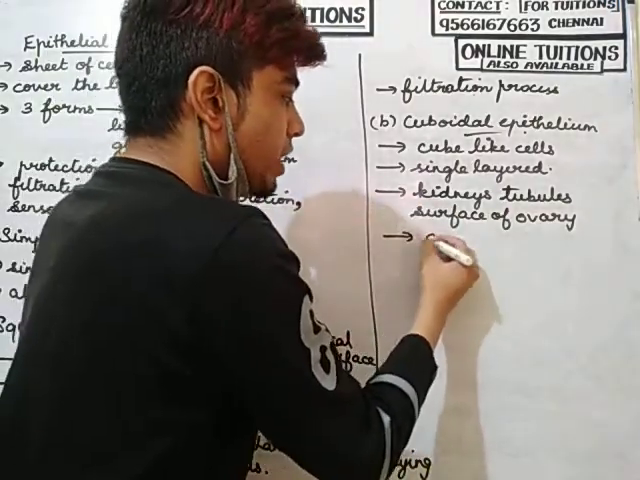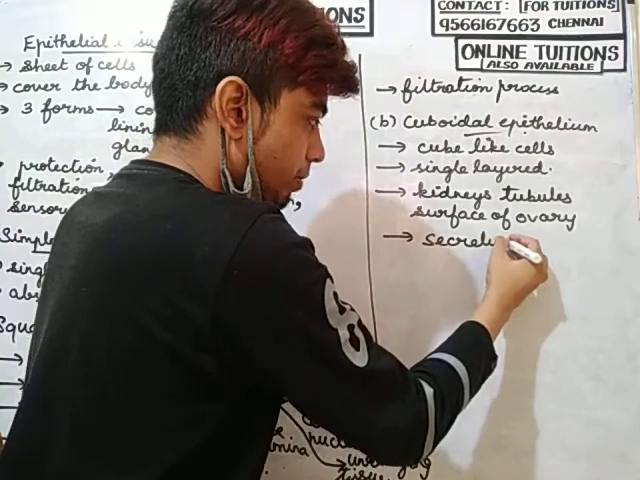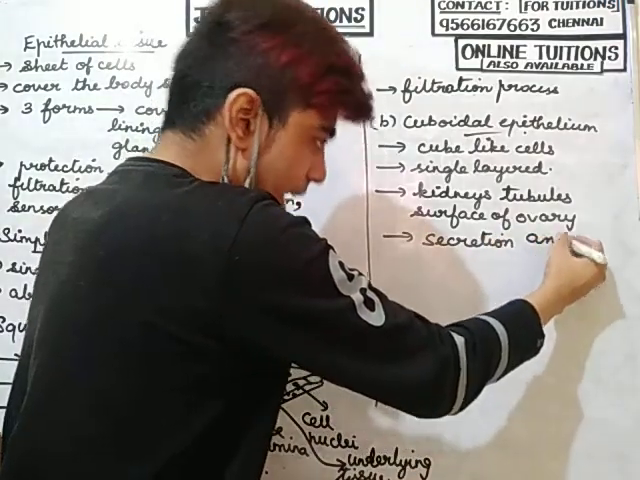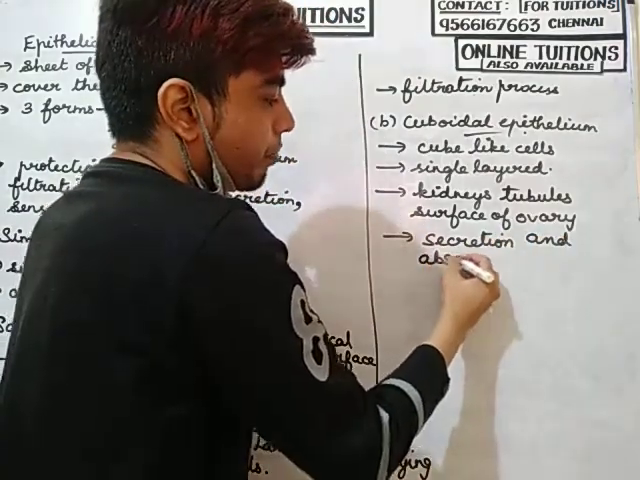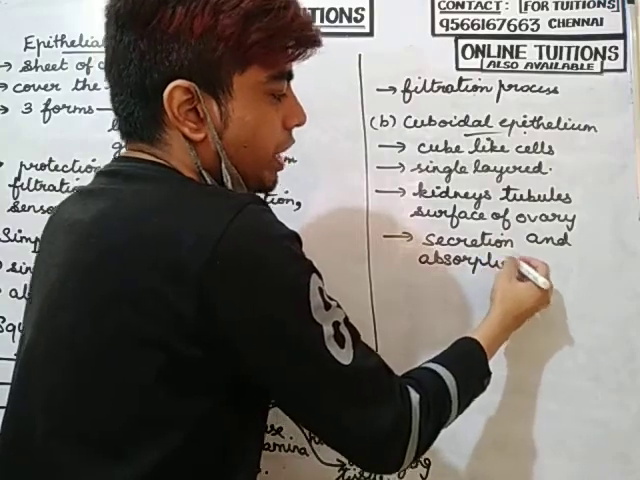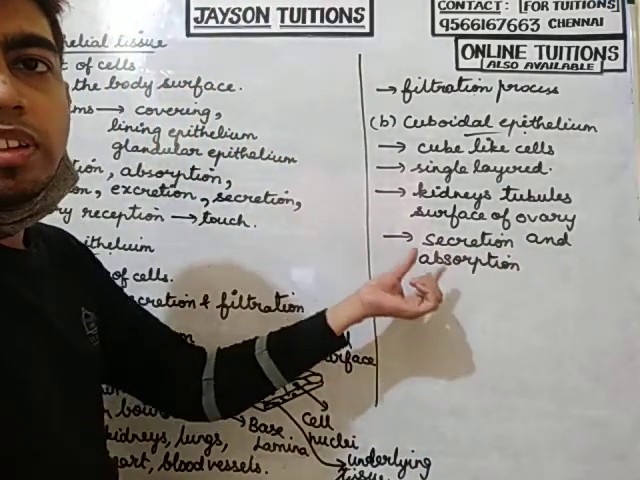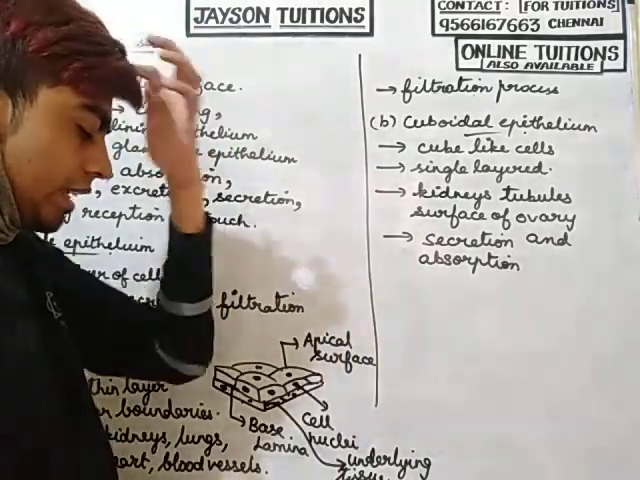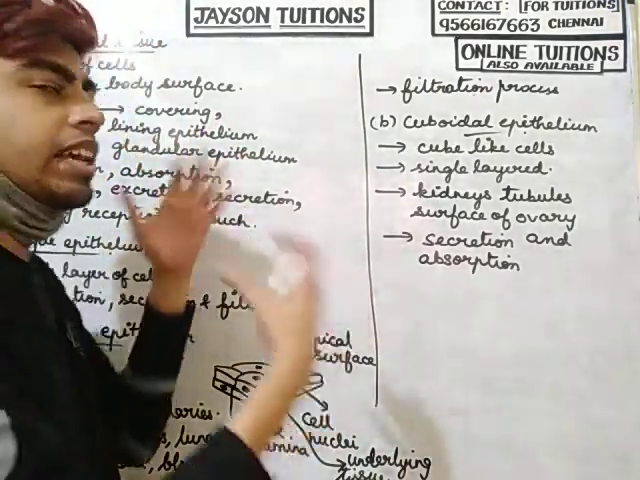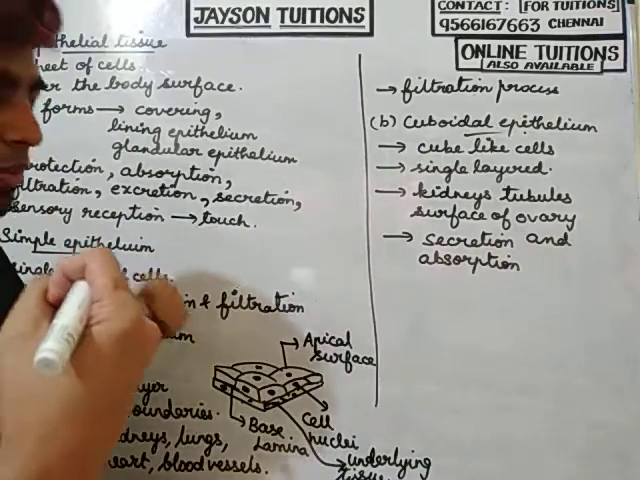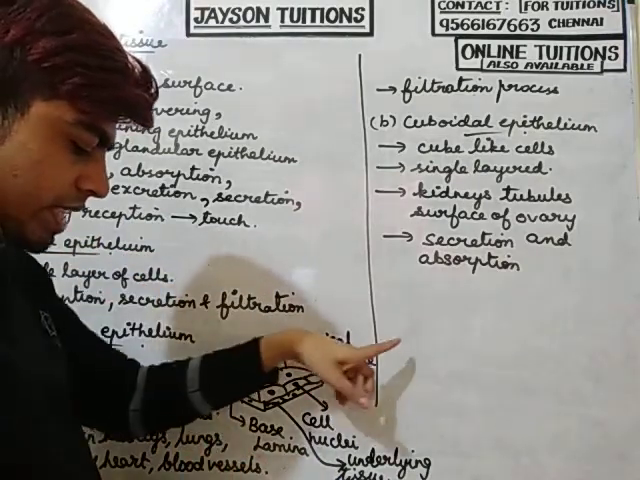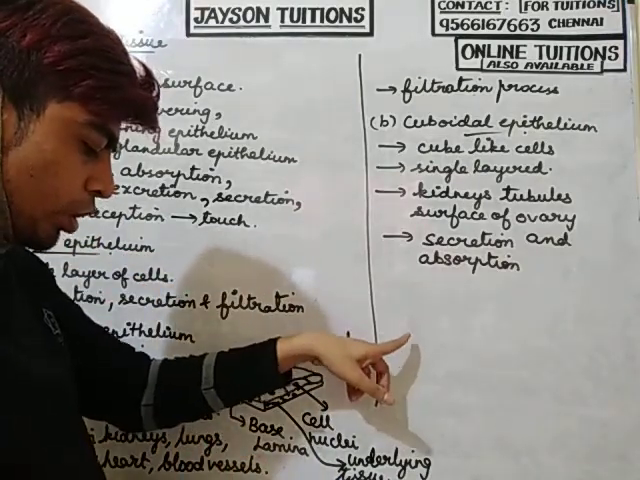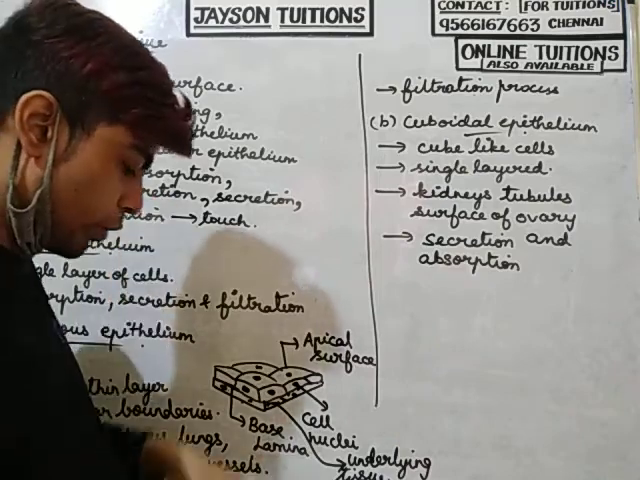So the main function is secretion and absorption. It will secrete some hormones or anything, and it can absorb some hormones or anything. So what will be the shape? As I told you, it is cuboidal. So simple cuboidal.